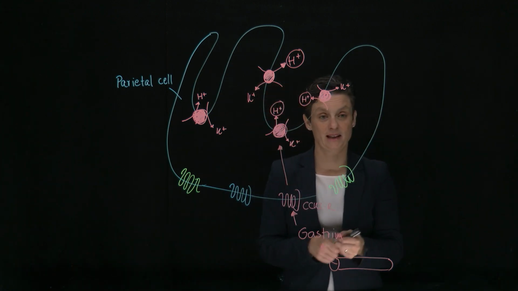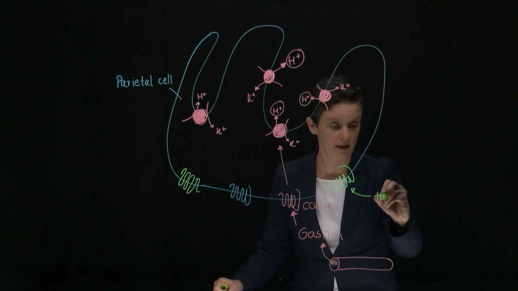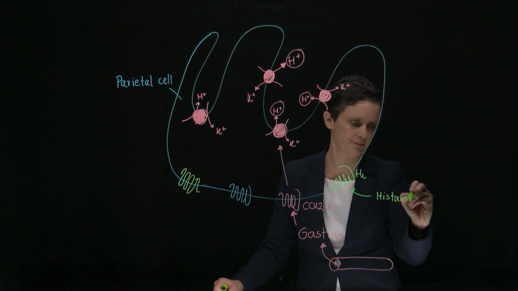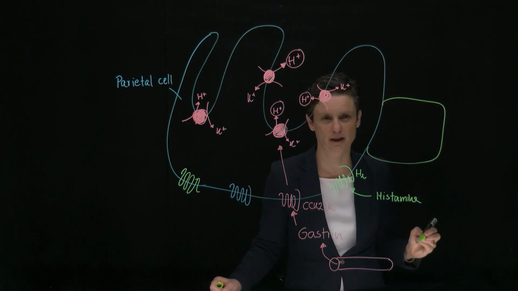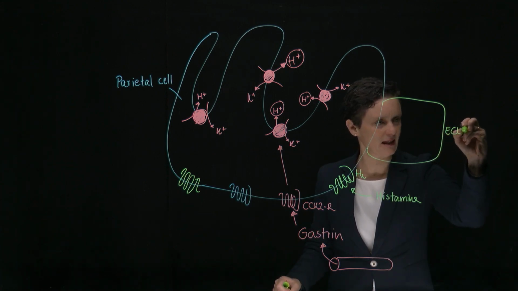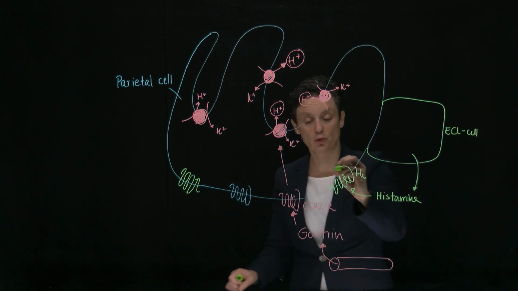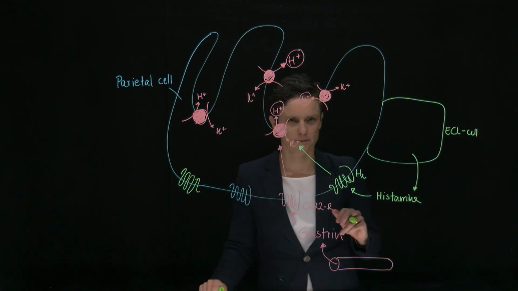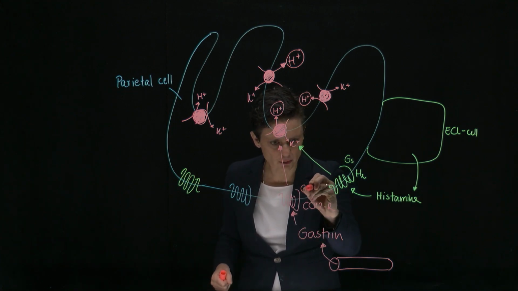What are other mediators? There are also paracrine mediators, and this is histamine. So let's put in here, this is the H2 receptor, the histamine receptor. And where is histamine actually coming from? It's a paracrine mediator. That means paracrine is next to it. It comes from the ECL cell. That's where histamine comes from. And then it stimulates the H2 receptor, which is also going to lead to the activation of the proton pump. And that's actually a GS-coupled receptor, and that's a GQ-coupled receptor.